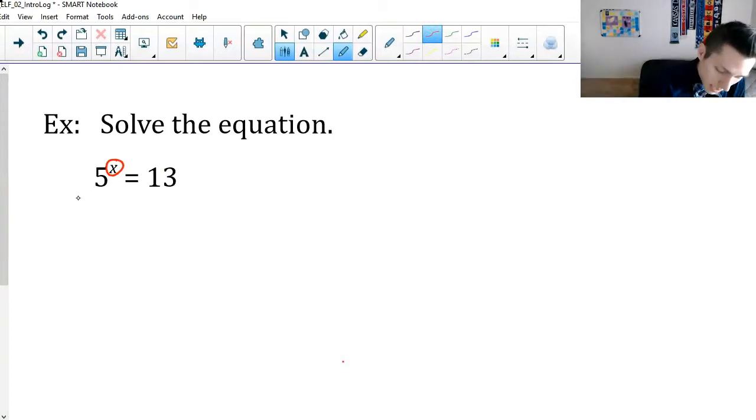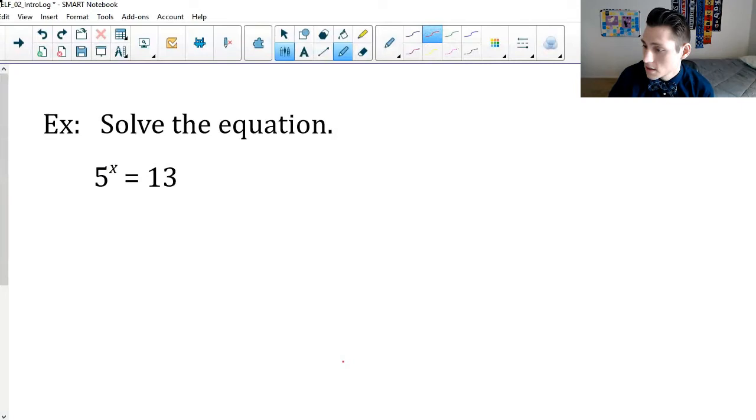Right? Because I'm going to write a couple things here that I should not do. I can't just divide 5. That wouldn't work. I can't subtract 5. That wouldn't work either. Right? So since this is an exponential, we need to use whatever the inverse of an exponential is. And in this case, like we just talked about, the inverse of an exponential is a logarithm. Right? So I'm going to use a logarithm on this equation.